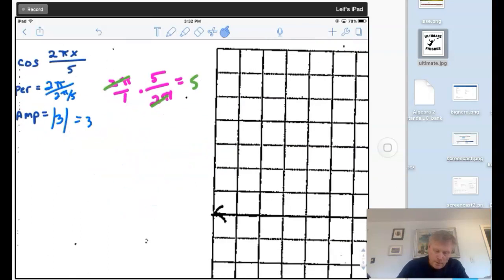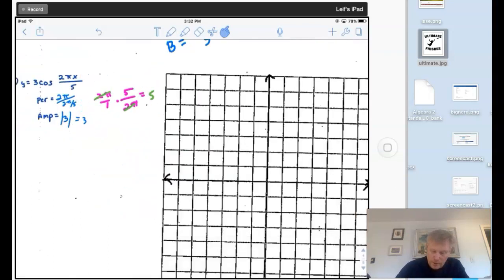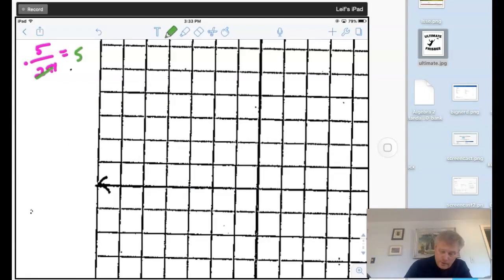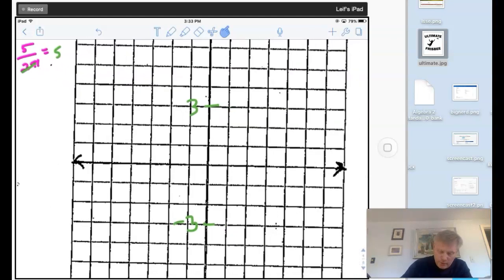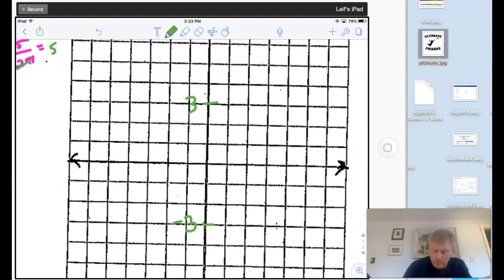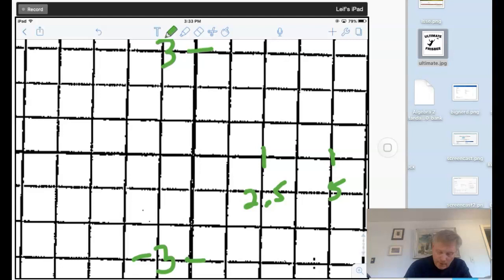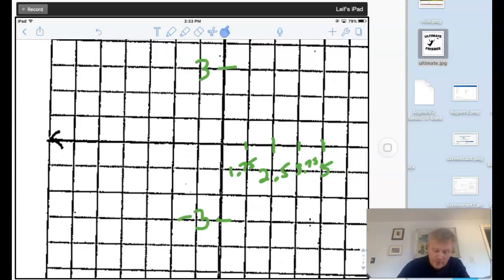So up and down to 3. Cosine always starts at the top. This goes up to 3, down to -3, and 5 is 1 period. Which means halfway is 2.5. Halfway between there would be 1.25 and 3.75. I'm not worrying about the decimals there too much.